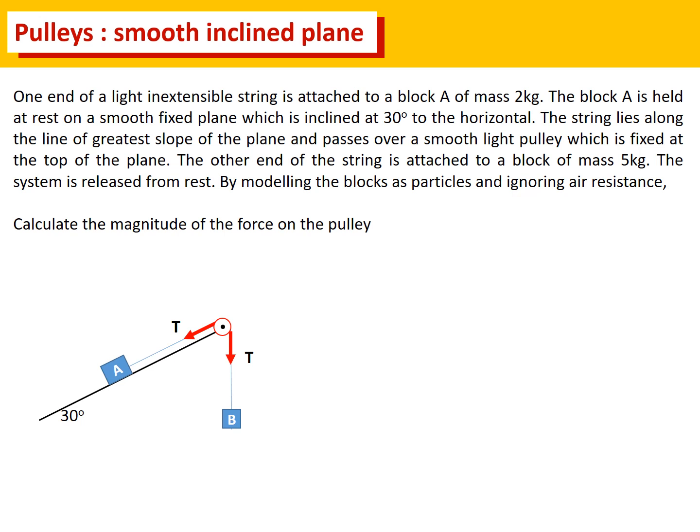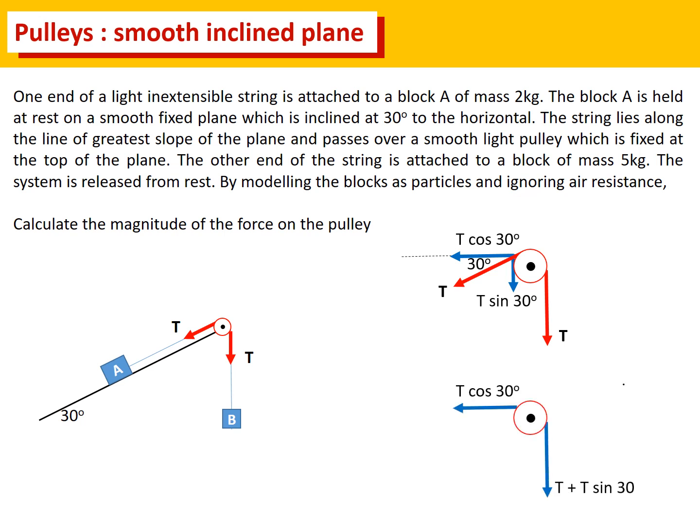Calculate the magnitude of the force on the pulley. So that's our force diagram. Those two T's are equal. 30 degrees to the horizontal. So we resolve this tension here. I'm going to resolve it into its horizontal and vertical components. There's other ways of doing this. I'm just using this one method. So it's T sine 30 downwards.